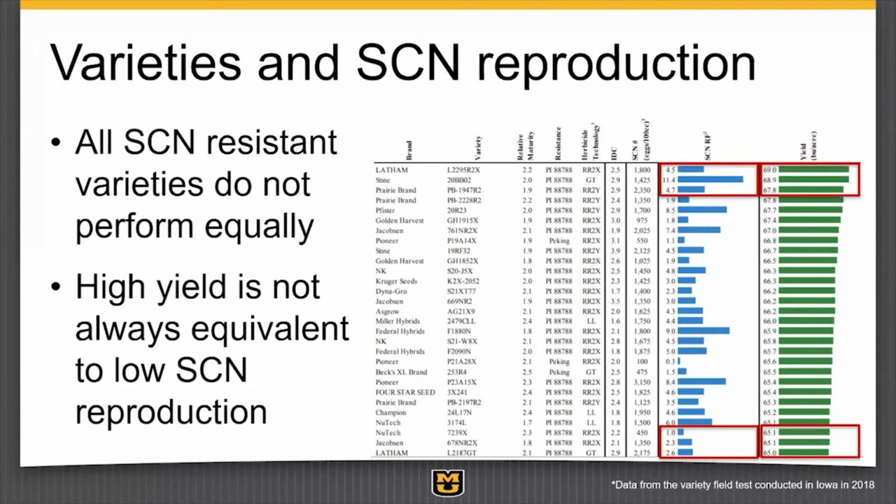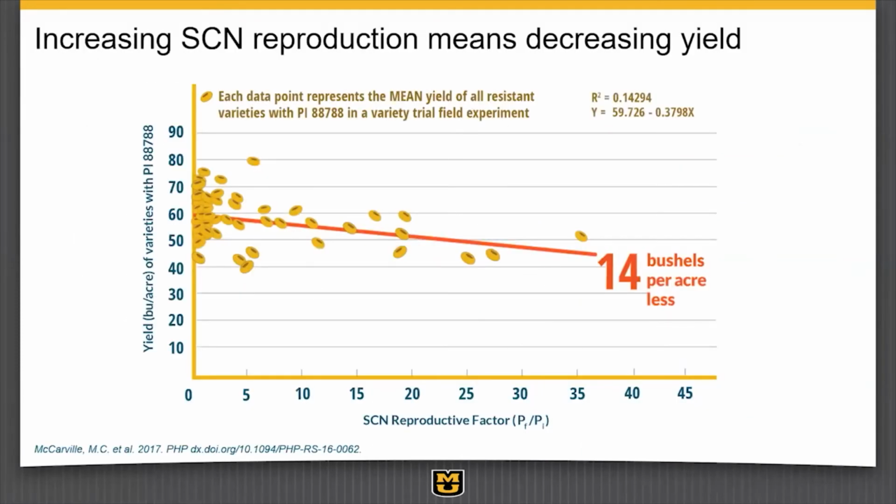And what we have found is that the higher the level of soybean cyst nematode reproduction, so that is the number of females at the end of the season divided by the number of females at the beginning of the season, so you take a soil test at the end, and you have taken a soil test at the beginning, and you divide those numbers. You find that over time, the larger the number of reproduction, the lower the yields become.